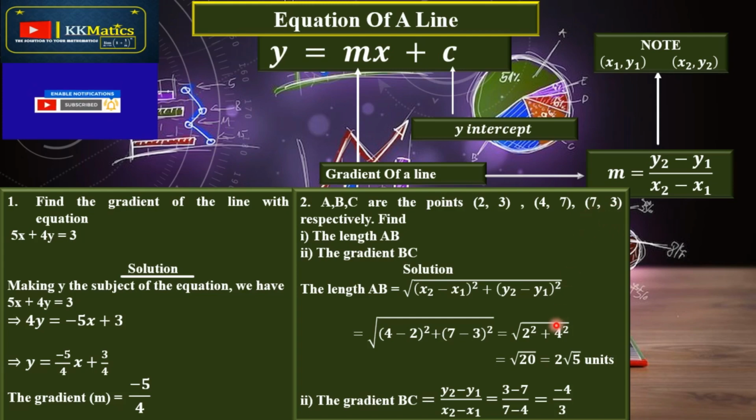So as you see on your screen here, if 3 comes first for the y coordinate, then 7 also comes first for the x coordinate. So as I said, 3 comes here first, so 3 minus 7 divided by 7 minus 4. And this gives us minus 4 over 3.